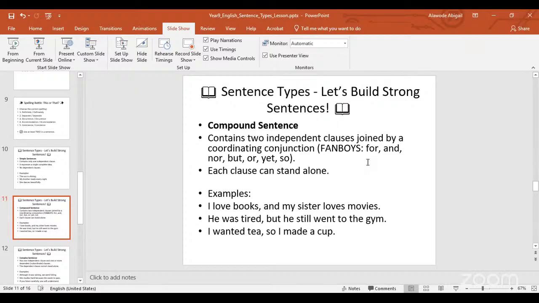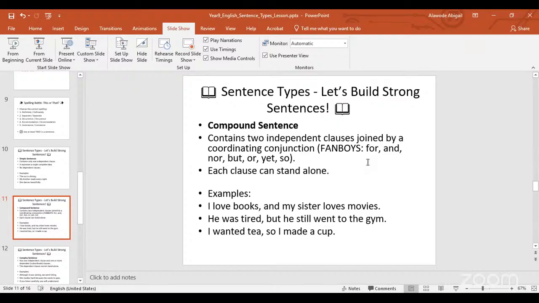Let's take a look at some examples. Remember that what makes each clause independent is that it can stand alone. They make sense on their own. Look at this sentence. I love books. Let's ignore the and for now. What's the second clause? My sister loves movies. Fantastic. It makes sense on its own. We don't have to think twice to understand it. But we are merging those sentences with an and.